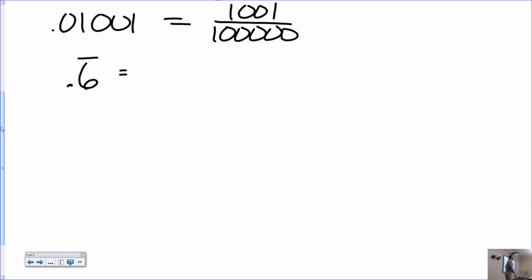I'd like to think some of you know what this is implicitly because we've done it a lot of times in our lives. So what is 0.6 repeating written as a fraction? 2/3. Very good. Remember, we already know what 0.3 repeating is, right? We did that one.